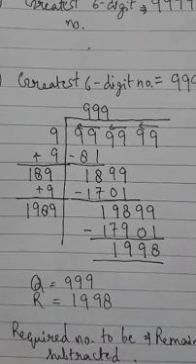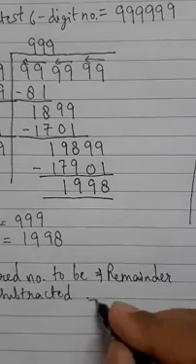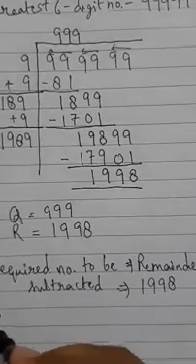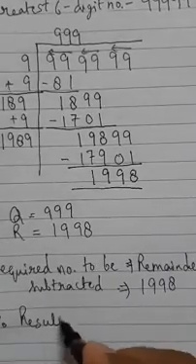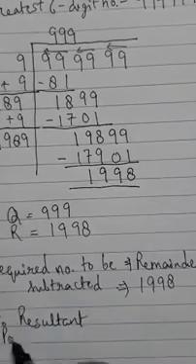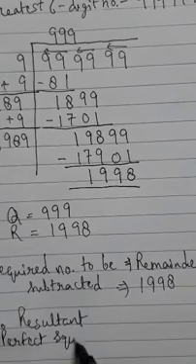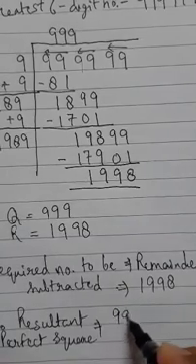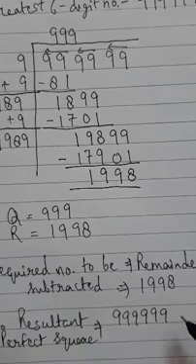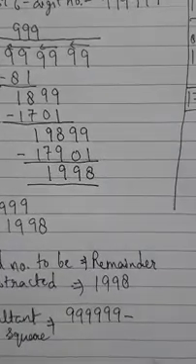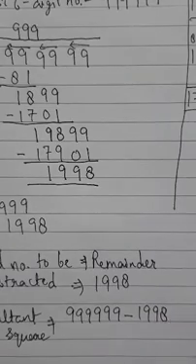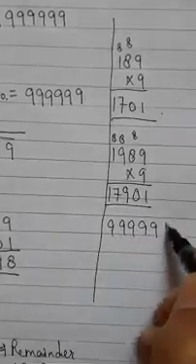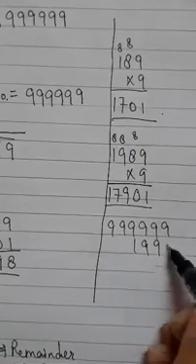What is the remainder obtained? The remainder obtained in this question is 1998. So therefore the resultant perfect square, which is actually a 6-digit number, will be given by the subtraction. That means the given number, which was 999999, that means a 6-digit number, minus the remainder, that is 1998. Let us perform this subtraction in the rough column. We have 1, 2, 3, 4, 5, 6 nines, and we are going to subtract 1998 from it.